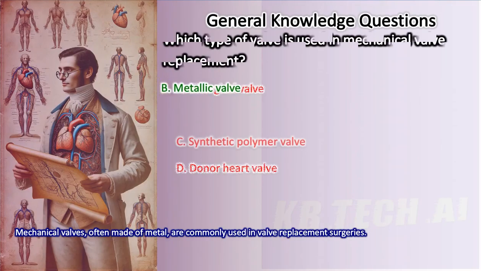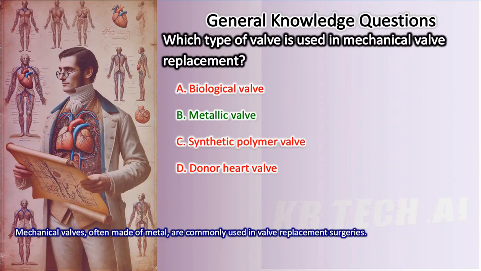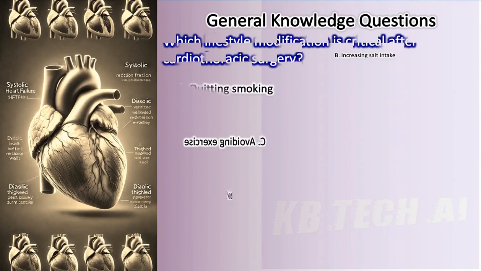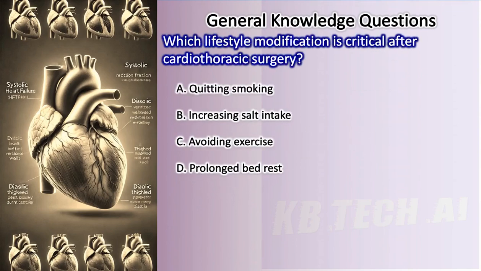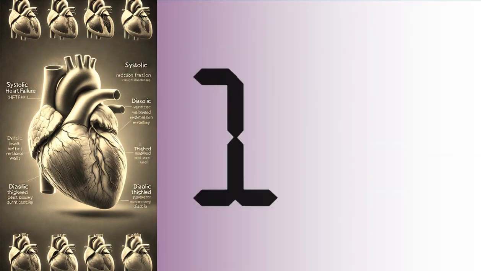The answer is Option 2. Metallic valve. Which lifestyle modification is critical after cardiothoracic surgery? Option 1. Quitting smoking. Option 2. Increasing salt intake. Option 3. Avoiding exercise. Option 4. Prolonged bed rest.